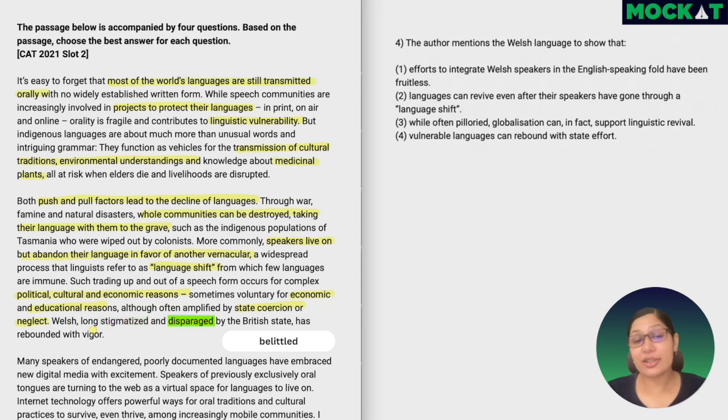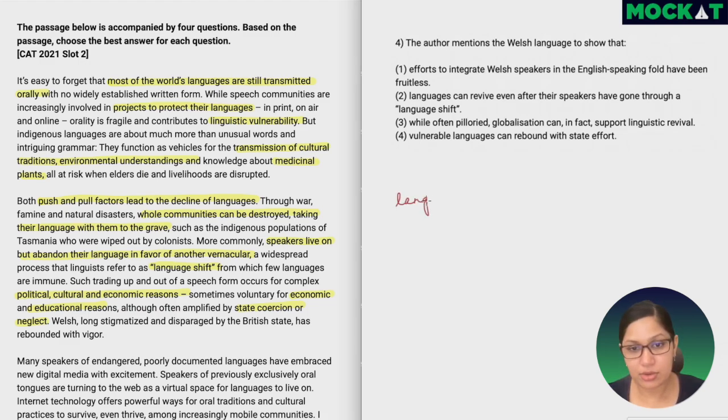Okay, so before we look at this Welsh example and the question, let's understand what the author is trying to say. We already knew that languages that are oral are more vulnerable, but now we are getting in deep and we are understanding more about languages declining. So languages declining, this happens because of two types of factors, push and pull.